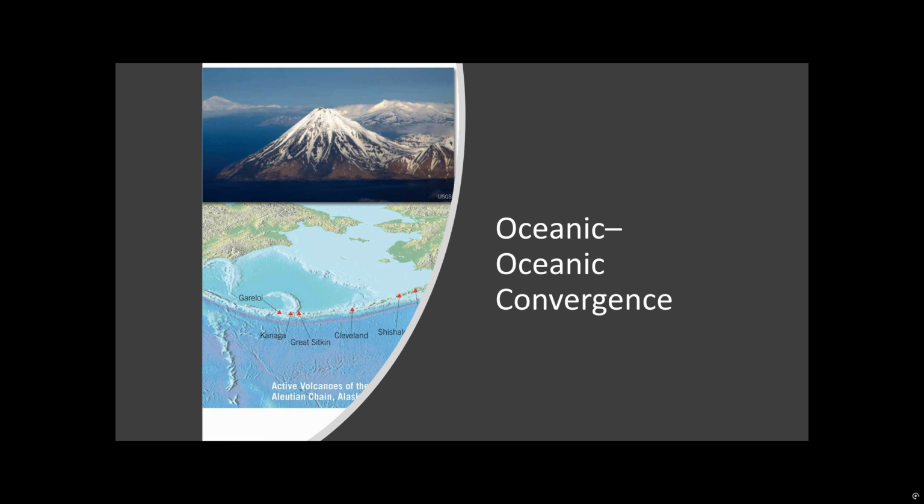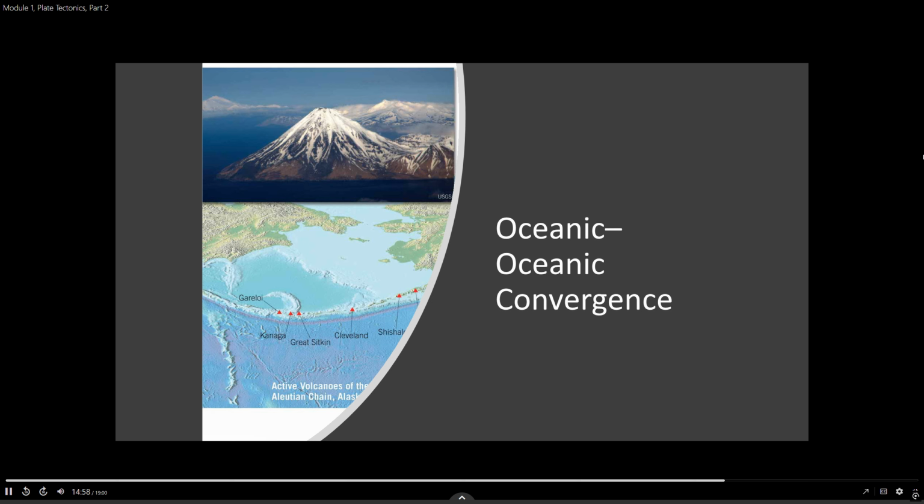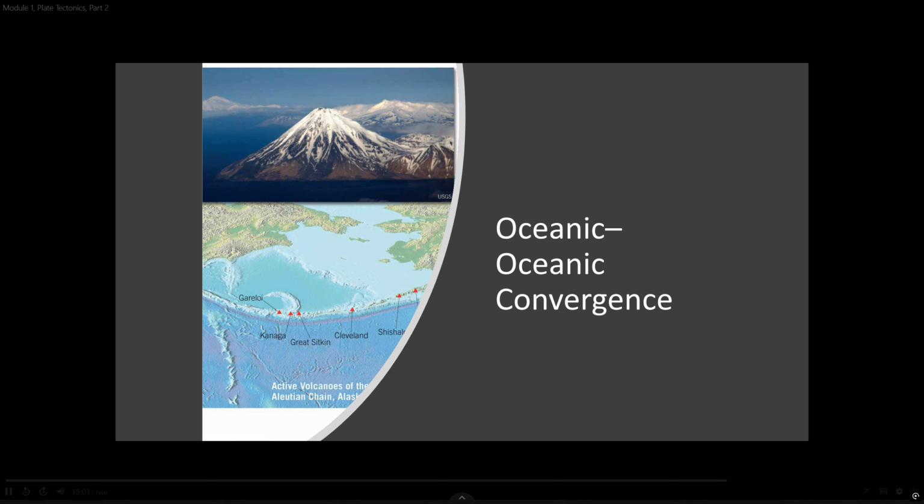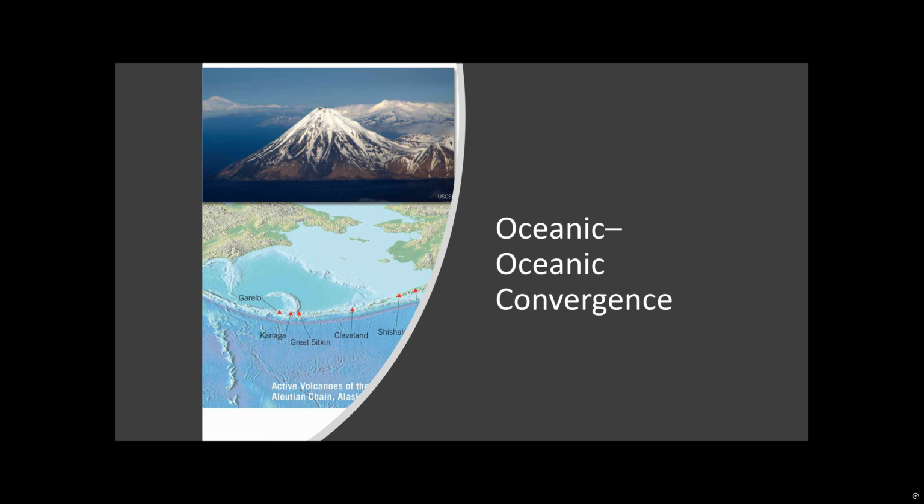Notice it's arc-shaped. And the little red triangles show all the different volcanoes along the Aleutian Island chain. Something else I want you to notice is the darker purple line that's right below the volcanic arc. This is the Aleutian Trench. So remember I said that a surface expression of a convergent plate boundary is a deep ocean trench. And deep ocean trenches are among the deepest places on Earth.